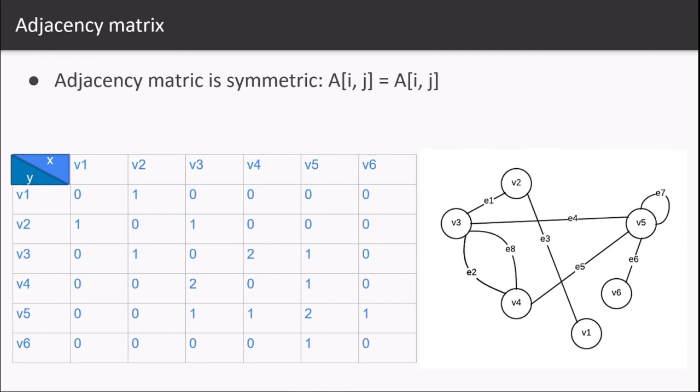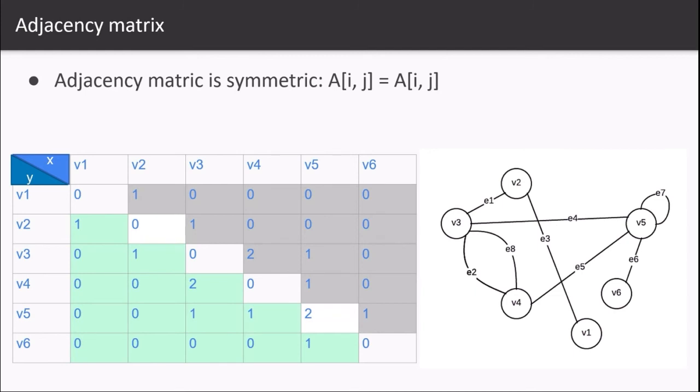You may note that the adjacency matrix is symmetric. By i and j, I am referring to the index of the matrix. For example, if i is 0 and j is 1, we are referring to A01, which is the 0th column and the first row, which makes it 1. So A01 is 1, which is equal to A10.